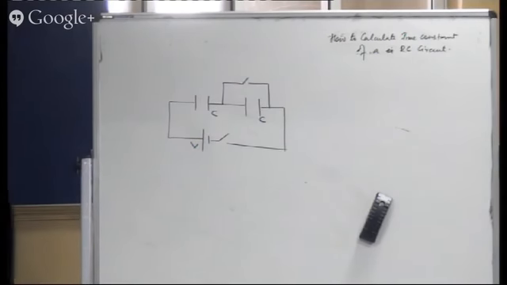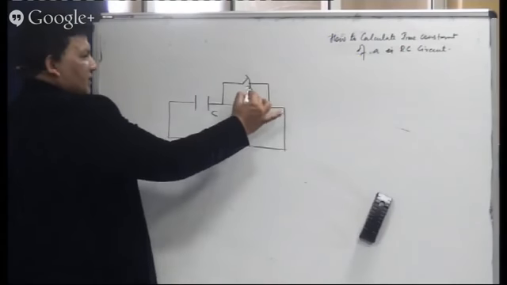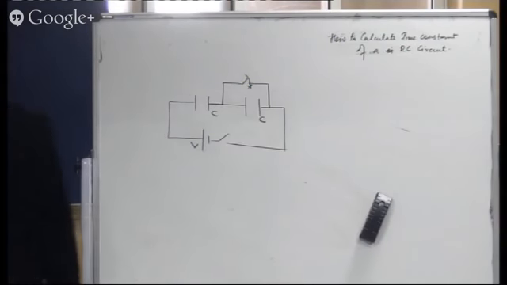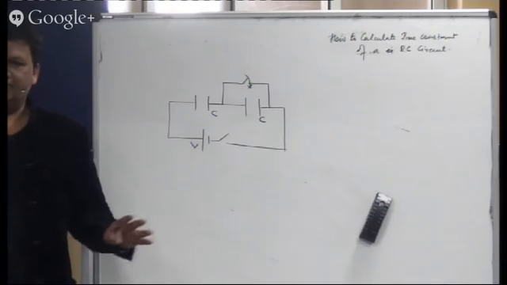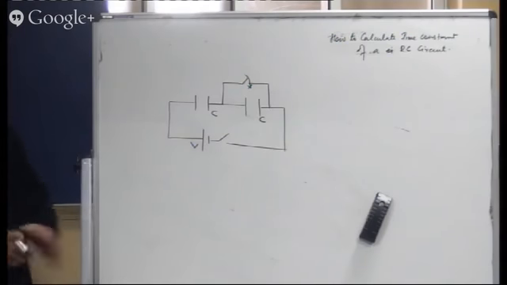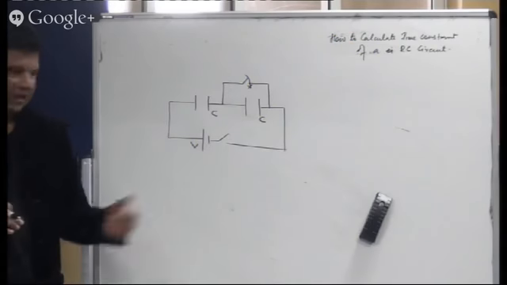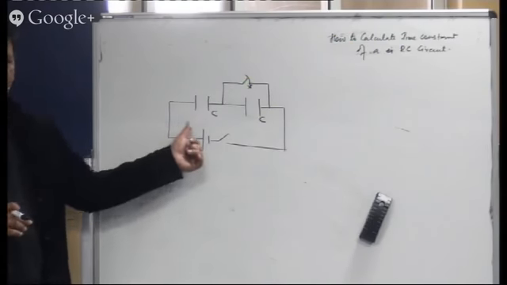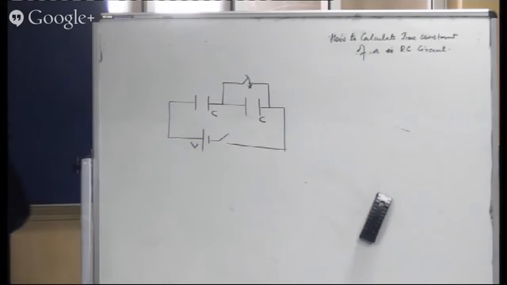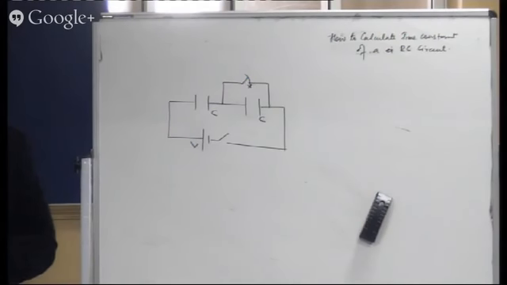Let's see. Now the question is, this switch is closed. Steady state. Right? I open the switch. What charge will flow to the battery? That's the question. I'll repeat the question again. The switch is closed initially for a very, very long time. You open the switch. What charge will flow from the battery to the capacitors?